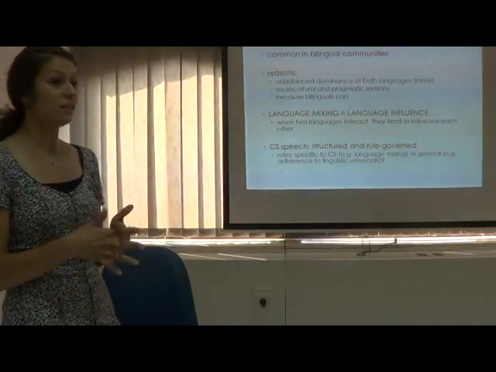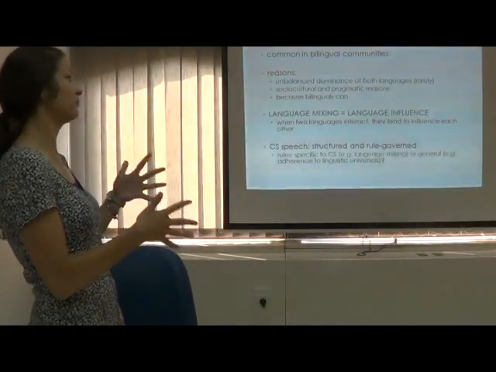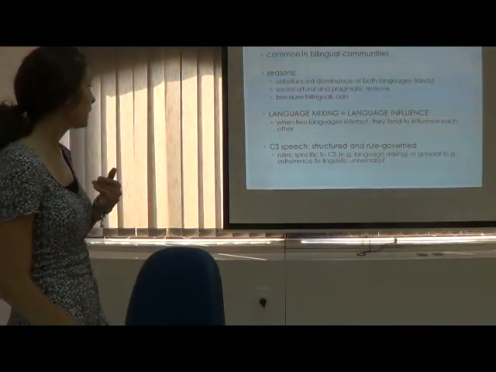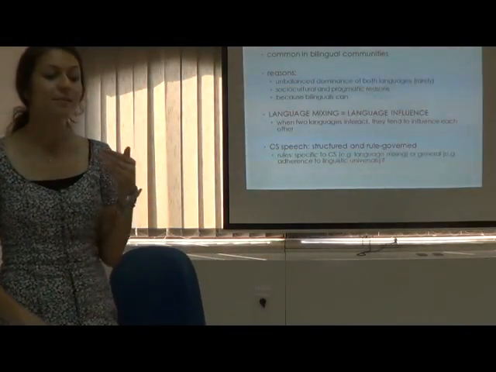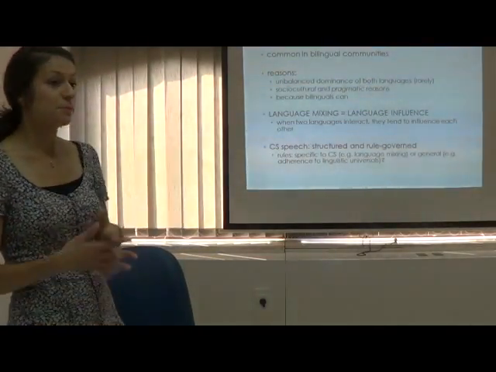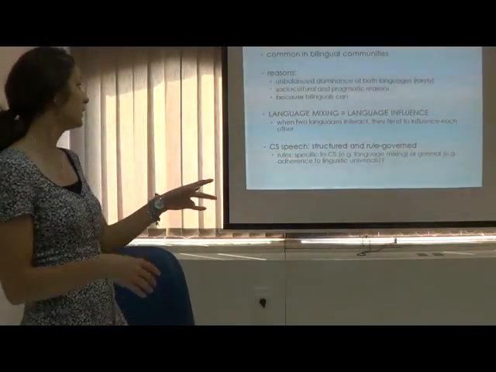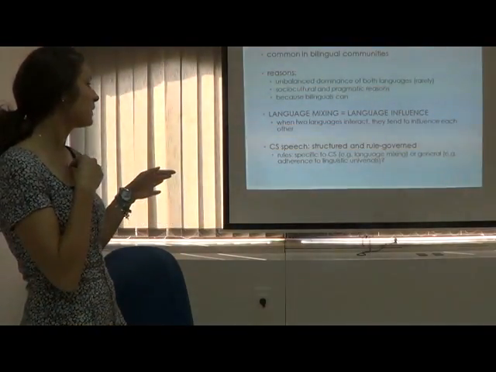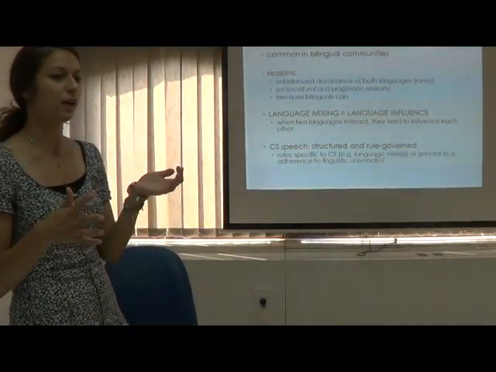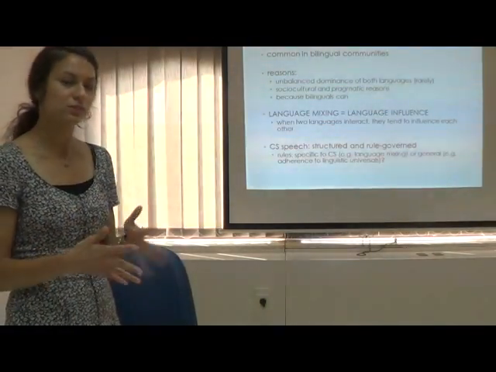So when the two languages interact, they're bound to have some influence on each other. The code switch speech is structured and rule governed, and there have been attempts to come up with constraints that are specific to code switching. We're going to see that all of them failed. And then we're kind of turning towards more general constraints in terms of looking into linguistic universals and just structure in general.